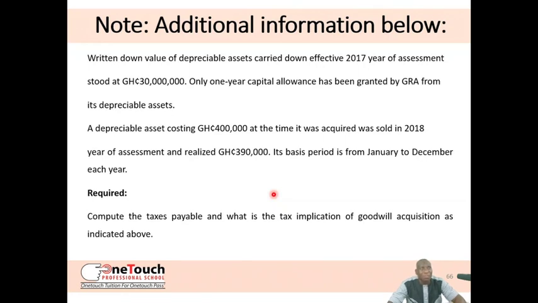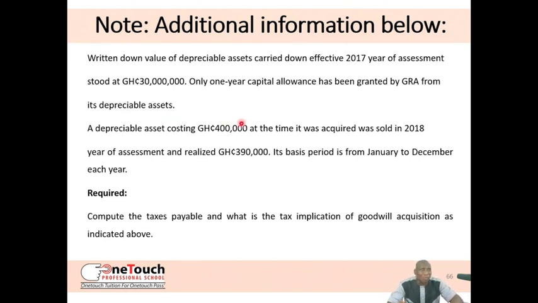Written down value of depreciable asset carried down effective 2017 year of assessment stood at 30,000. So the question is, this written down value, how many years has it gone to go? They say only 1 year capital allowance has been granted by GRA. So it means that when you are in 2018, this written down value has 4 more years to go, since only 1 year capital allowance has been granted by the GRA. So if you want to calculate capital allowance on this figure, just divide it by 4, and then you are done.